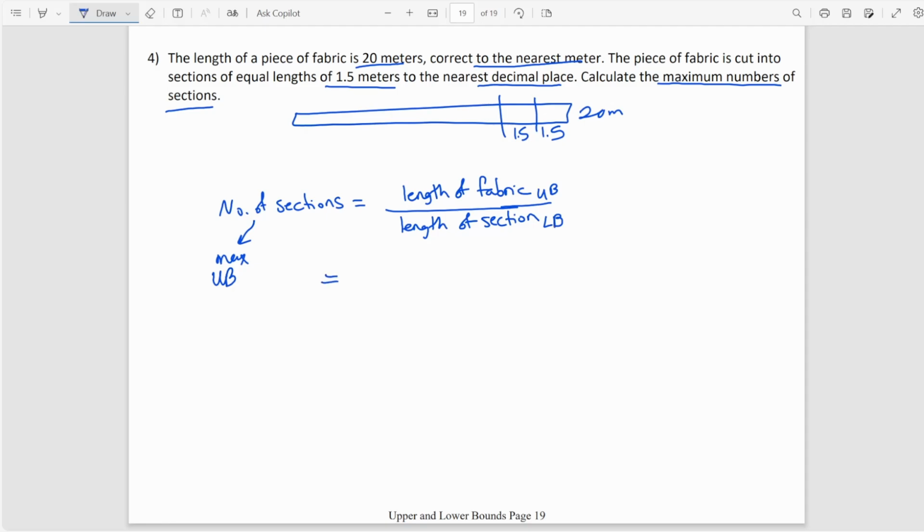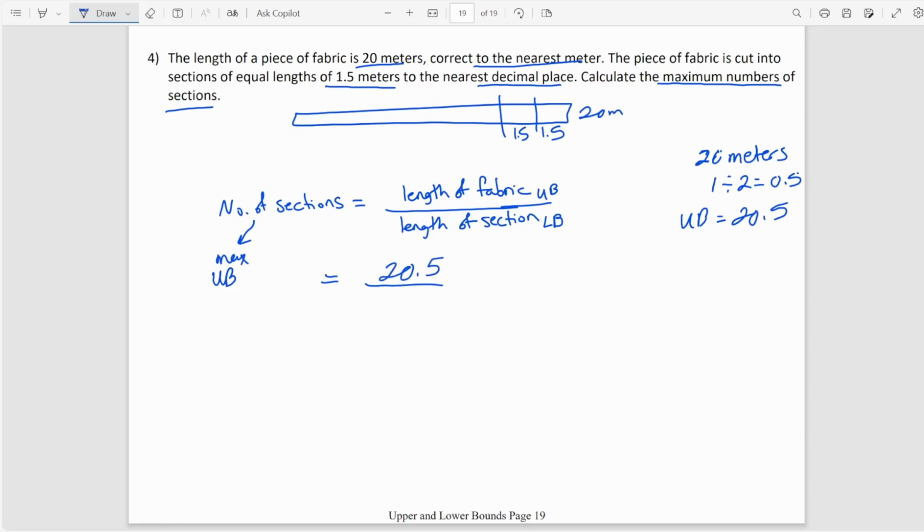Okay. Now let's go ahead and find the upper bound of the length of fabric. So we know it's 20 meters. And this is correct to the nearest 1 meter. Okay. So we'll divide this by 2 and it gives us 0.5. And so the upper bound is 20.5. I'm going to already go ahead and put this over here.